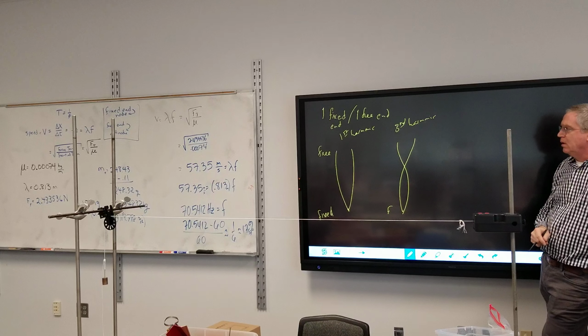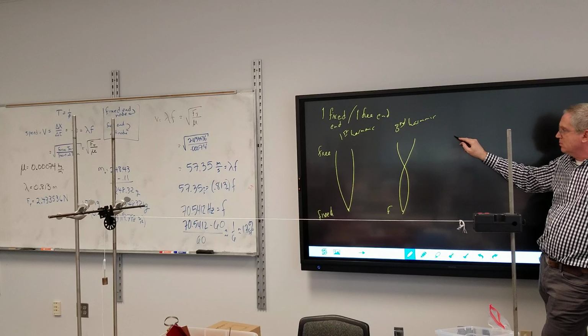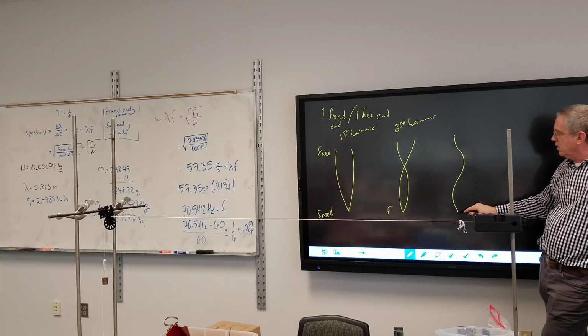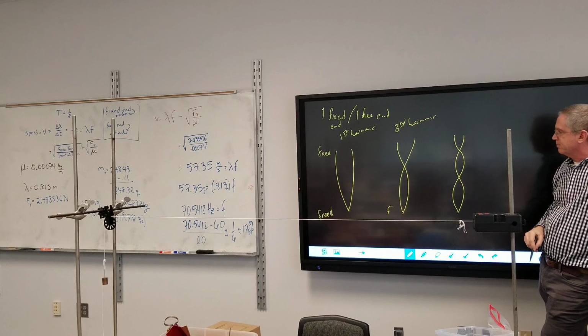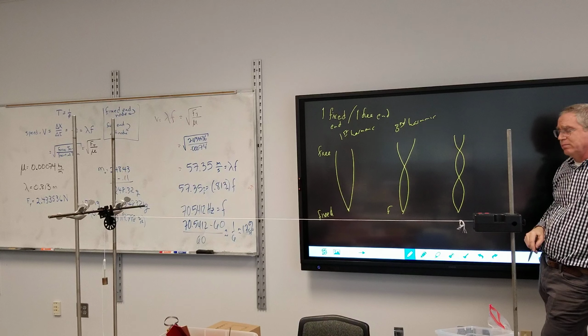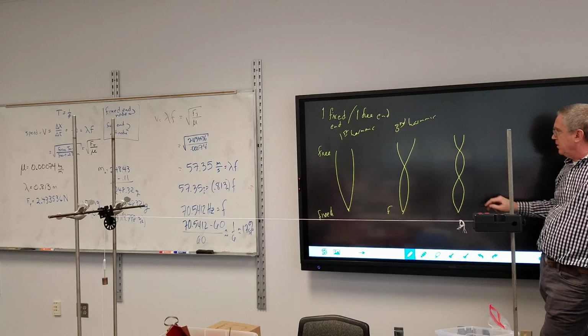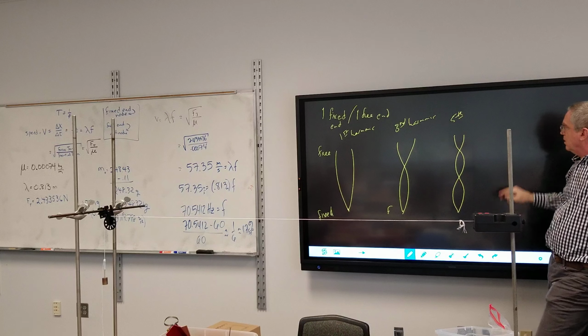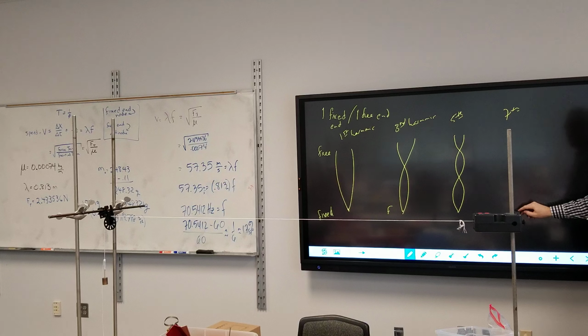The next one drawn, but hopefully you get the idea. And so this would be the fifth, and then the seventh harmonic. So each time we add a half wave, same as before, in the same sense that last time we added a half wave every time we went to the next harmonic, same is going to be true for two openings, or two free ends.